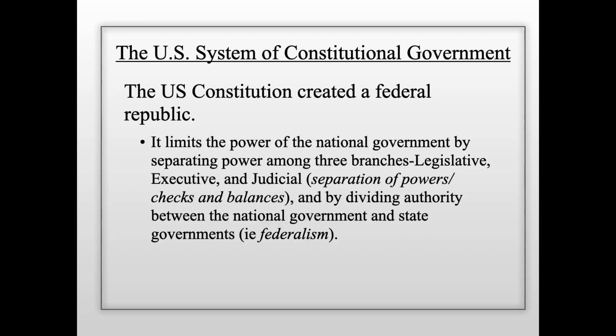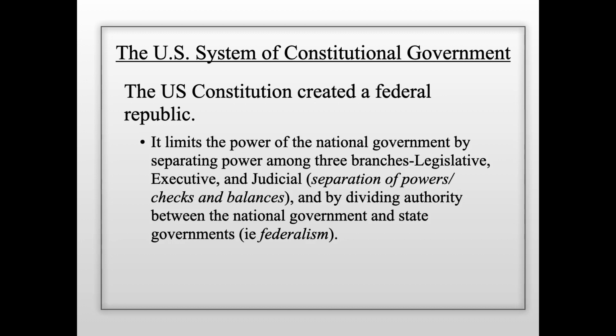Another important thing that the U.S. Constitution does is it limits the power of the national government by separating power among three branches: the legislative, executive, and judicial branches, through the ideas of separation of powers and checks and balances, and by dividing authority between the national government and state governments, which is something we call federalism. You'll remember that I talked about what separation of powers and checks and balances is in the first lecture, and how those ideas help to limit the power of the national government and prevent the legislative, executive, and judicial powers from exceeding their authority and abusing the power of the people and the rights of the people.